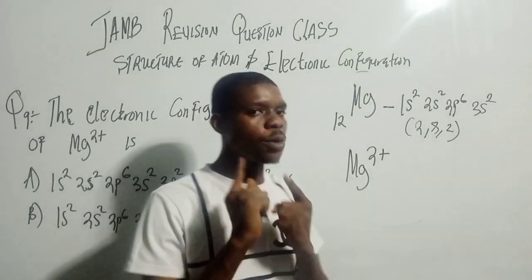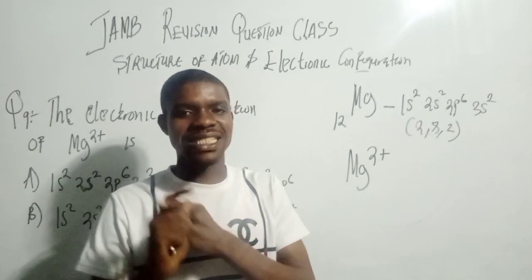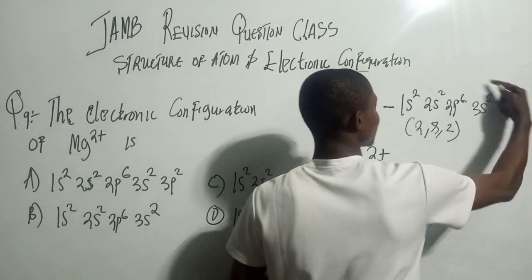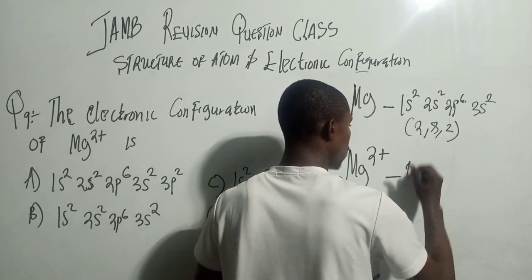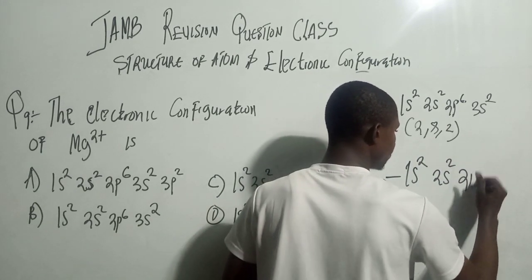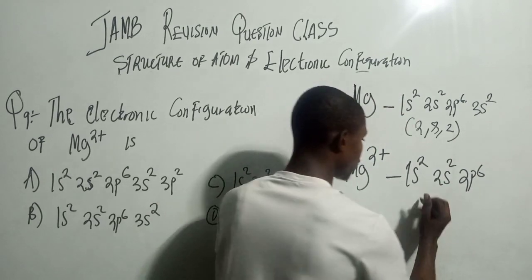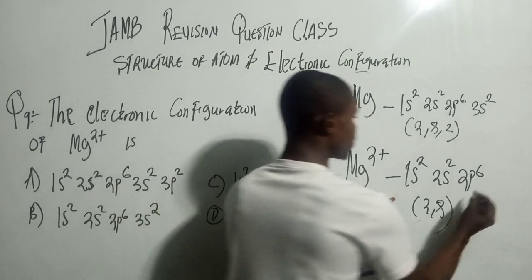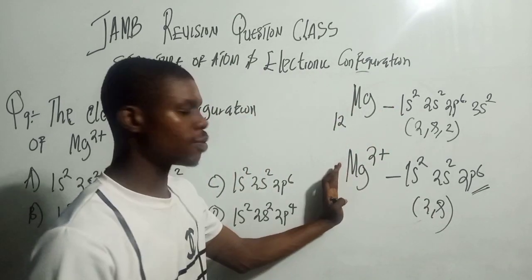So the electron number is no longer 12. It has reduced to 10. It is saying that it has lost this one here. So we're going to write 1s2, 2s2, 2p6, which corresponds to 2, 8. So this is the electronic configuration of magnesium 2 plus.